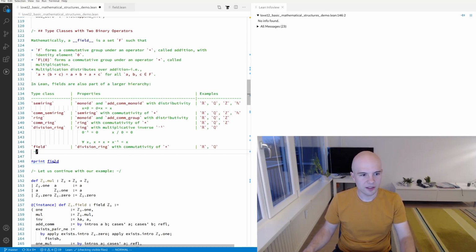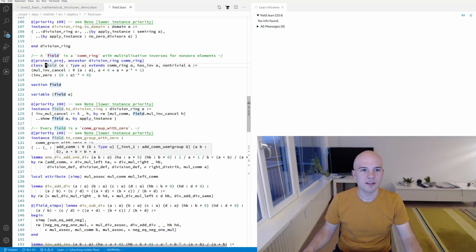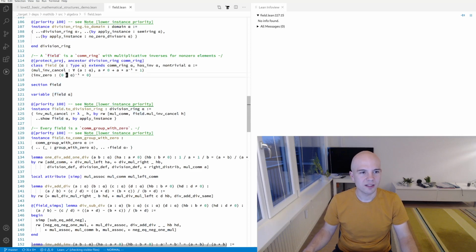You can look at the source. It is defined as you would expect. It's a type class with one type, and the type class extends for field. It extends a commutative ring with an inverse, and it has at least two elements, which is what non-trivial means. And really, this is the important axiom: the inverse of 0 is 0. So this is true for everything that we have here.